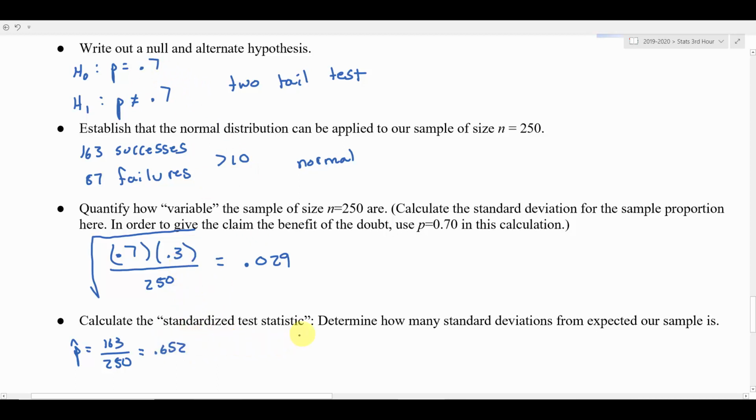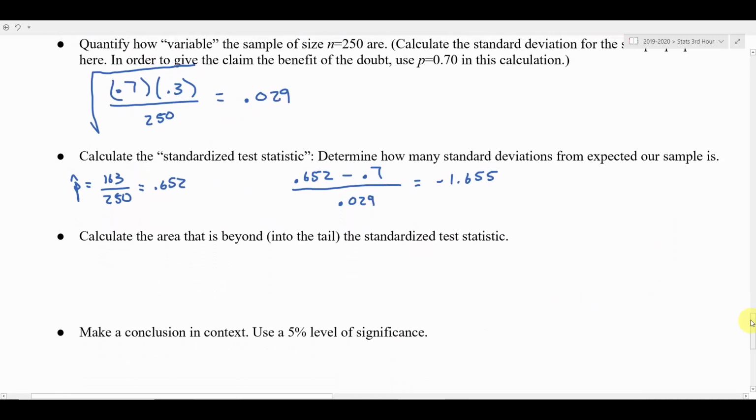We'll have to see what happens here, but it's not looking good for being able to reject. So I'm going to subtract that 0.652 from 0.7. This is the distance between what we got and what we expected to get. Then we divide that by 0.029, our standard deviation, and the result here is negative 1.655. So we ended up 1.65 standard deviations to the left. Is that far enough away to determine that the proportion is different than 0.7? We're going to find out. That all depends on the probability.